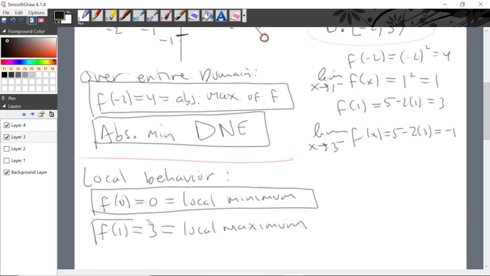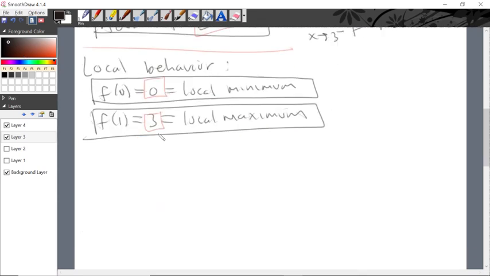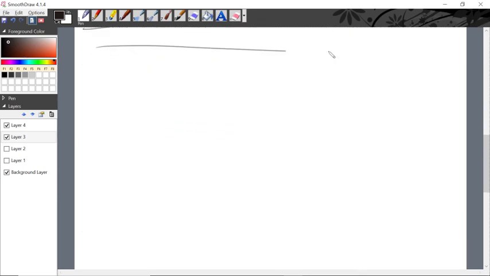So the actual value of the local maximum is 3. The value of the minimum is 0. These are the values of the maxima and the minima. 4 is the value of the absolute maximum, and the absolute minimum does not exist.